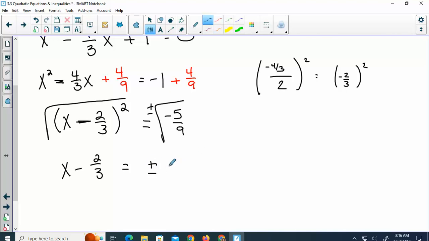Square root of negative 5, what would we write? 5. Square root of 9 is 3. So we get 2/3 plus and minus i radical 5 over 3.